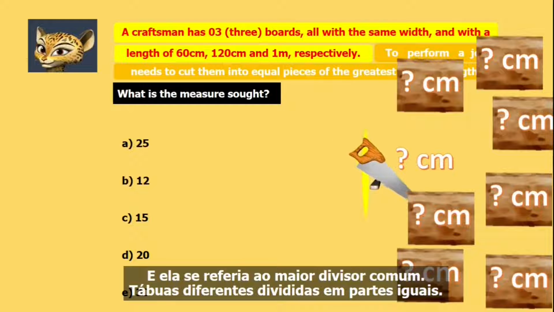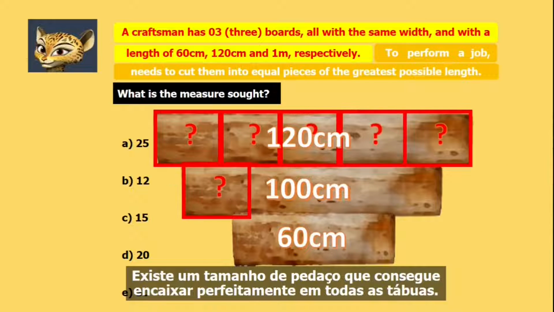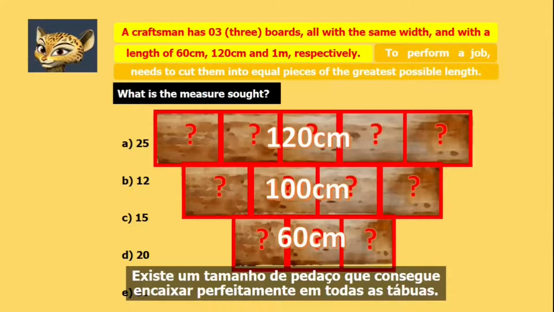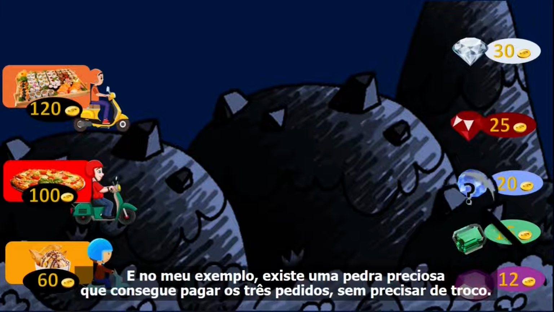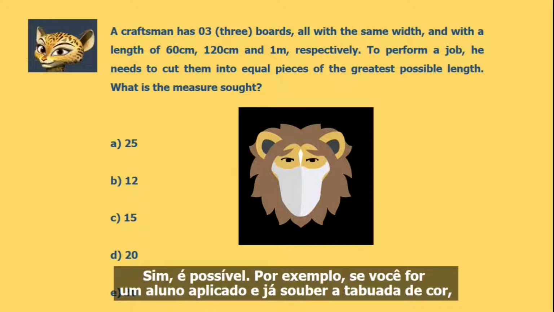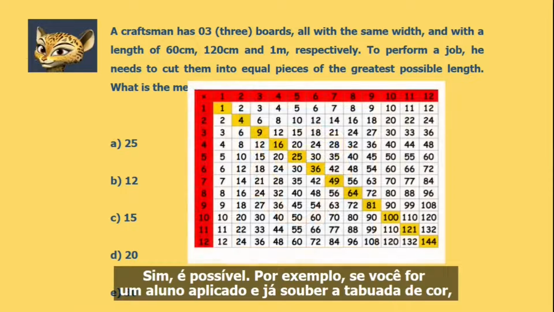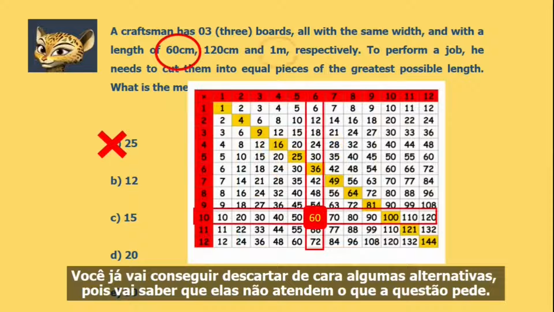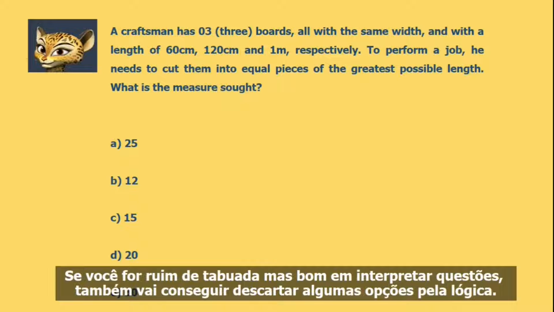Different bars divided in equal parts. There is a piece size that can fit perfectly on all bars. And in my example, there is a gemstone that can pay for all three orders, without the need for change. Is it possible to get the question right without knowing what the greatest common divisor is? Yes, it is possible. For example, if you are an applied student and already know the multiplication table by heart, you will already be able to discard some alternatives right away, because you will know that they do not meet what the question asks. If you're bad at multiplication tables but good at interpreting questions, you'll also be able to rule out some options by logic.